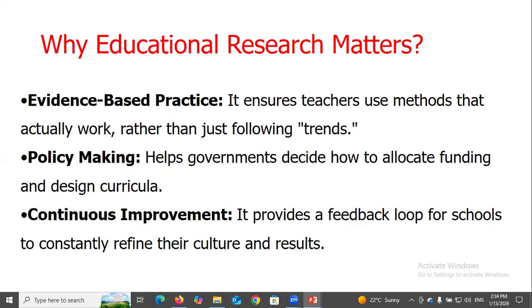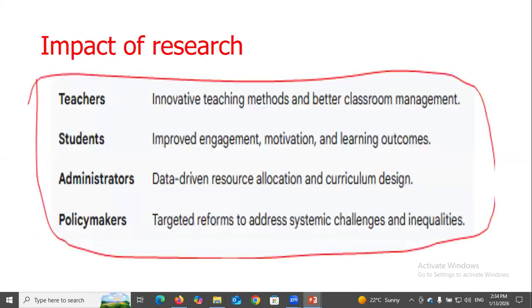Why education research matters? It is evidence-based practice. It ensures teachers use methods that actually work rather than just following trends. Policy making: it helps governments decide how to allocate funding and design curricula. Continuous improvement: it provides a feedback loop for schools to constantly refine their practice and results.